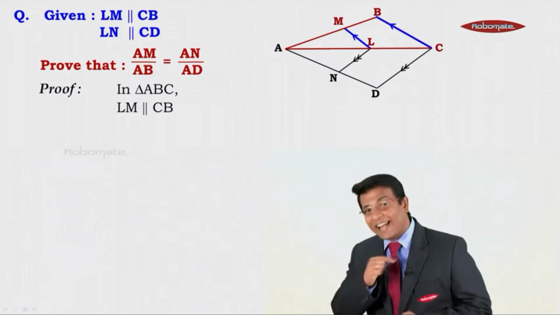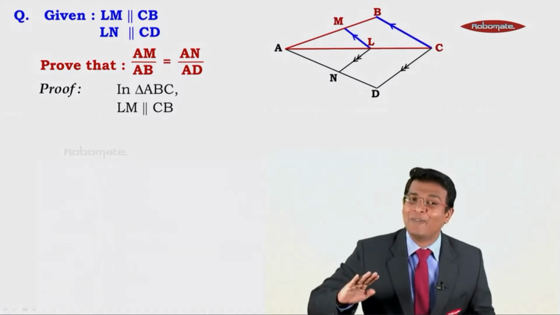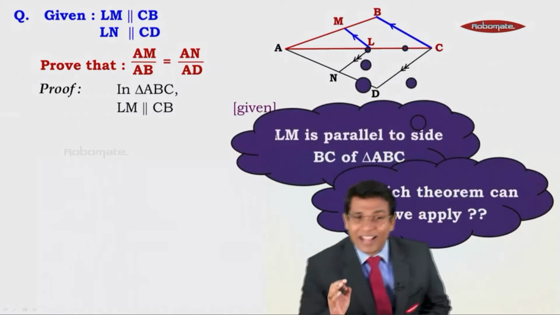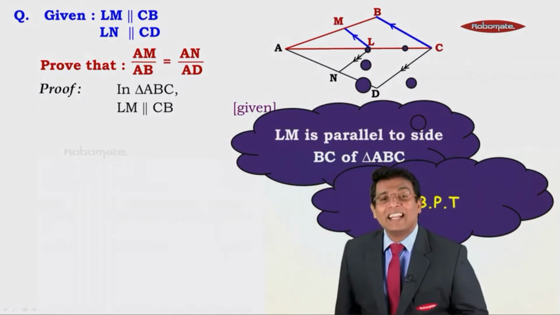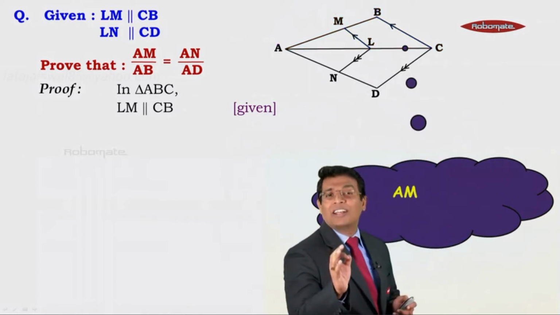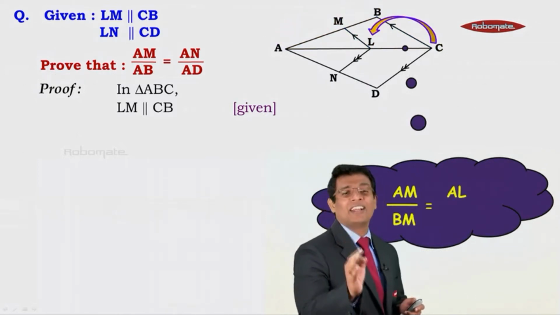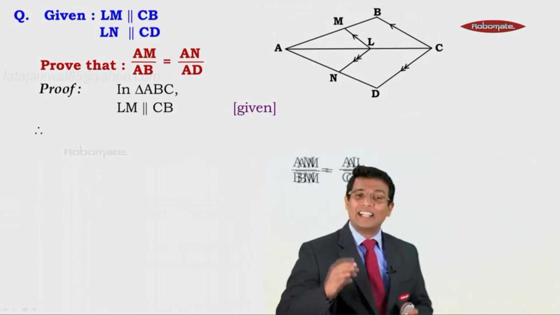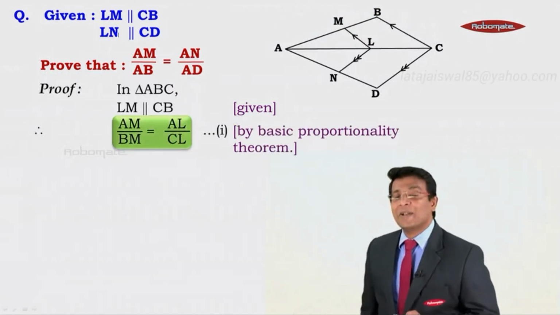So in that triangle you have LM, a line parallel to BC, a side of a triangle. Then tell me which theorem can we apply? It's nothing but BPT. Beautiful, right? Now let's apply BPT. So what do we get? AM upon BM is equal to AL upon LC, or CL, which we write. That is what we get here. Wasn't that easy? And the reason is basic proportionality theorem.